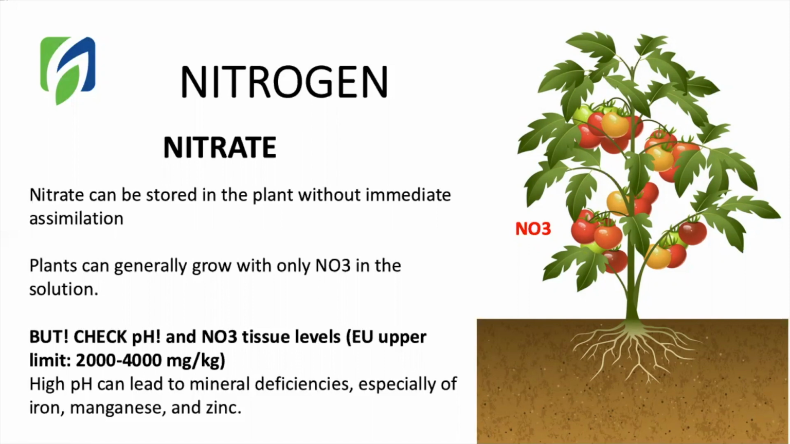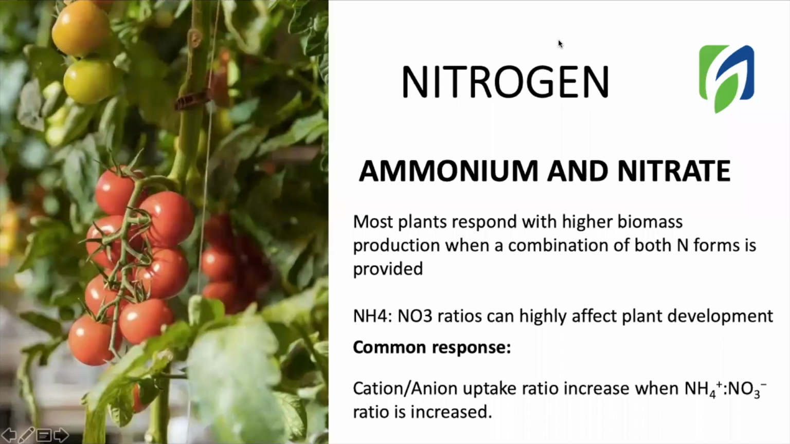Another aspect is to check nitrate tissue levels. This is because there are some regulations about the amount of nitrate in food for human consumption. So try to keep nitrate within the lower levels. As mentioned before, plants can show better results when both nitrate and ammonium are used in our nutrient recipe. Specifically, good results are achieved when the ammonium to nitrate ratio is increased. Again, consider that you can have different results in different crops and also different substrates.